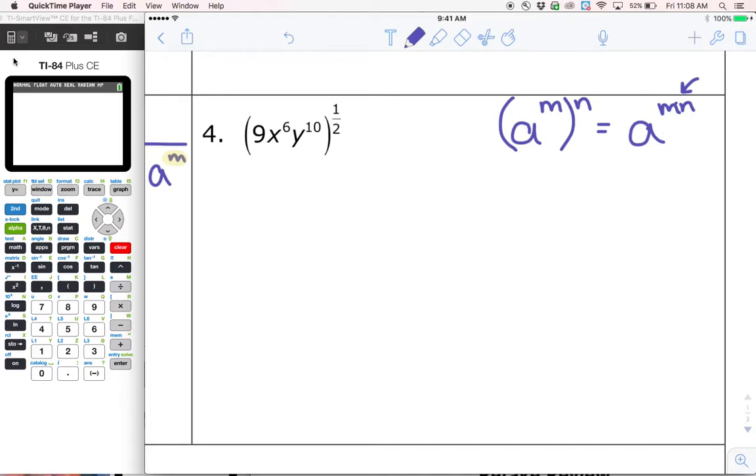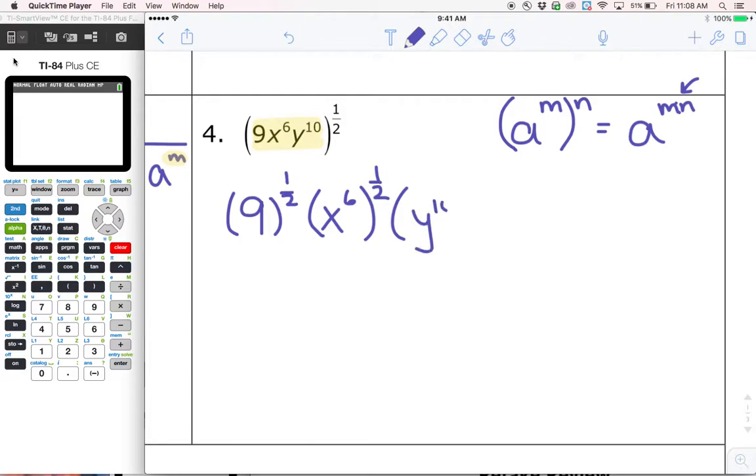We've got a couple more things in here than just a, but the big idea is that everything in here is going to be to the power of 1/2. So 9 is going to be to the power of 1/2. X to the 6th is also raised to the power of 1/2. And y to the 10th is also raised to the power of 1/2. We're allowed to do this because this is just a monomial inside of here, right?